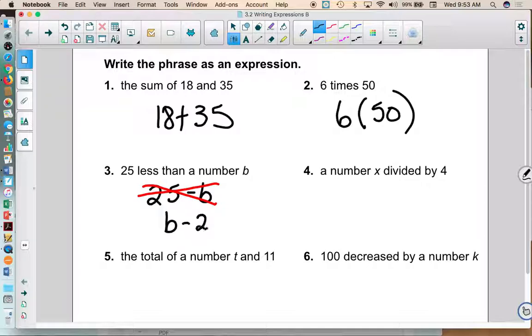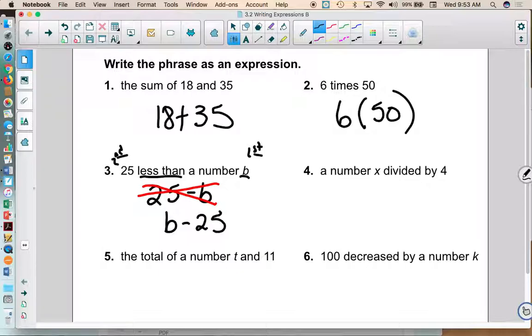B minus 25. See how this reads, Chloe? This is now 25 less taken away from the B. Okay? This is the only time that you do it in reverse order. When you see the words less than, you always put this one first and this second. Okay? Always on a less than statement.